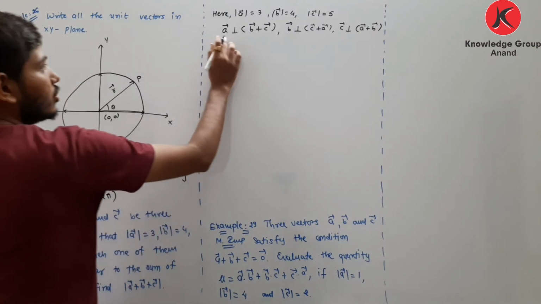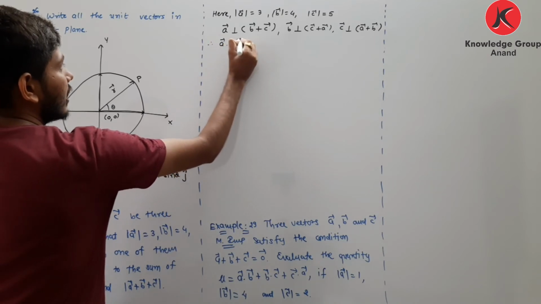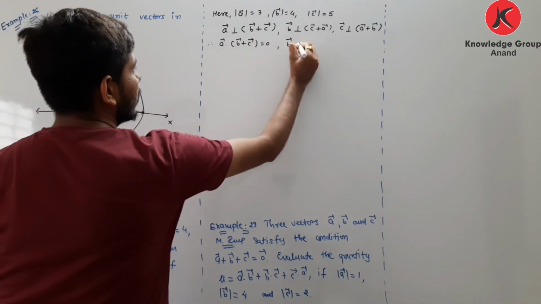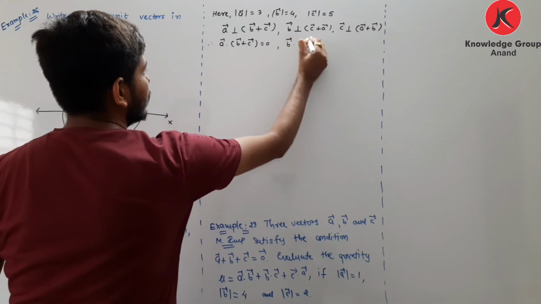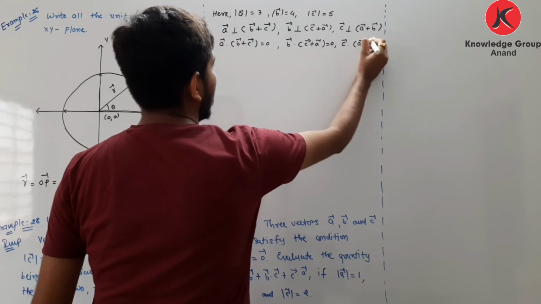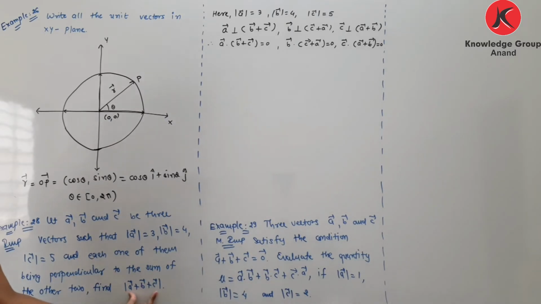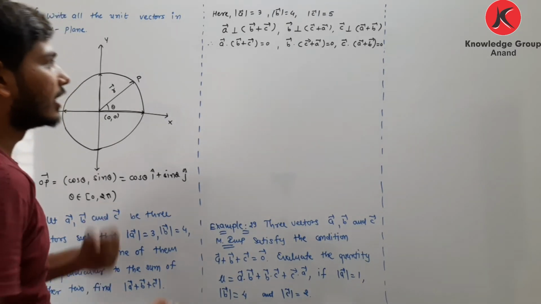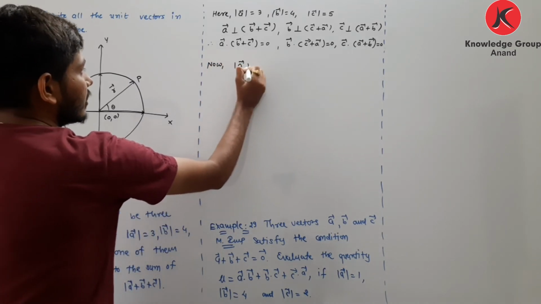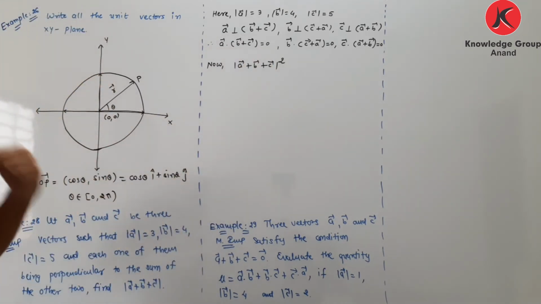Therefore we can write that the dot product of these vectors equals 0. So A bar dot (B bar plus C bar) equals 0, same as B bar dot (C bar plus A bar) equals 0, and C bar dot (A bar plus B bar) is also equal to 0 here. Now we want the magnitude of A bar plus B bar plus C bar. Therefore I am taking the magnitude of A bar plus B bar plus C bar whole square.